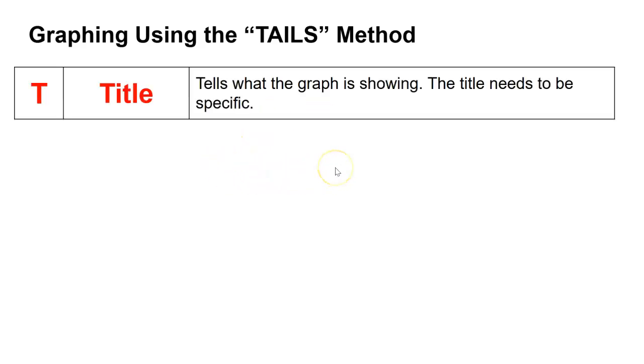The T in TAILS stands for title. Your title tells what the graph is showing, and it needs to be specific. Your IV and DV should be incorporated in it, and often formatting it as a question or a statement of the effect of the IV on the DV is an effective way to create your title.